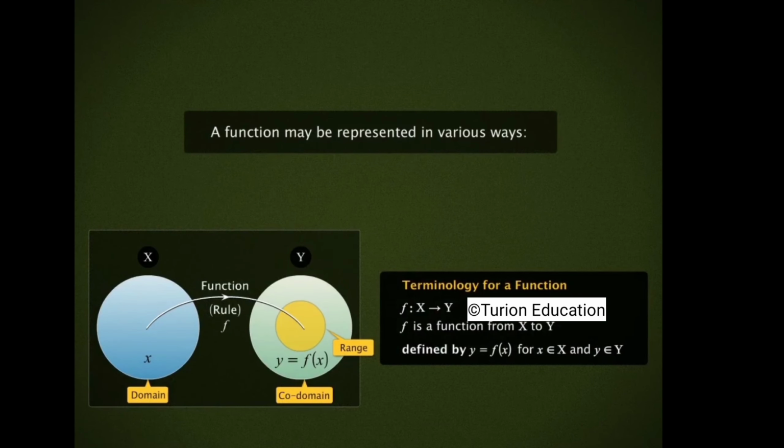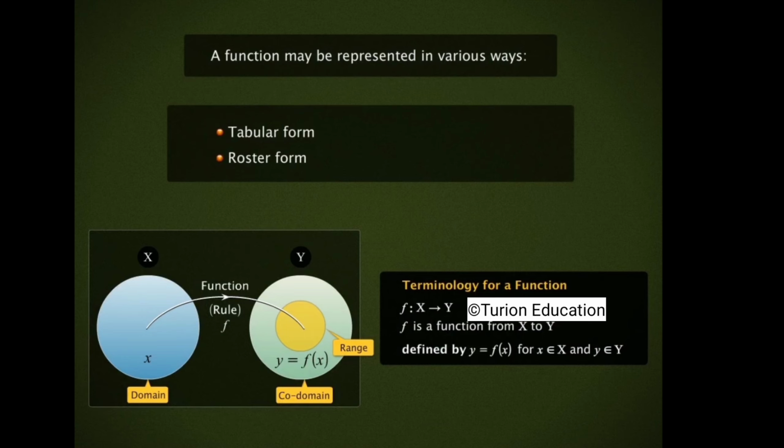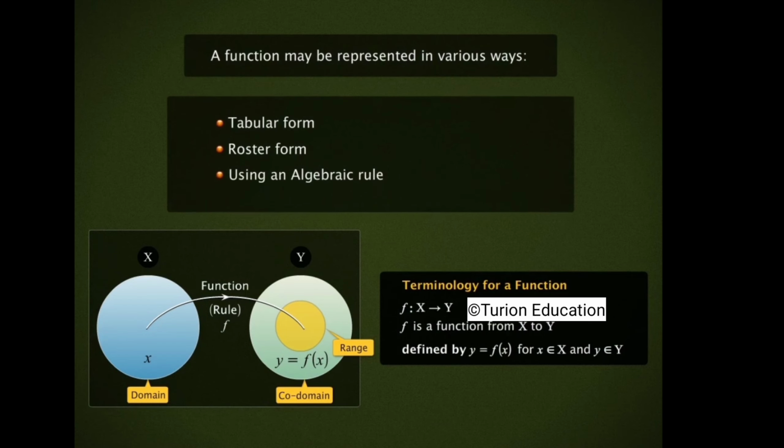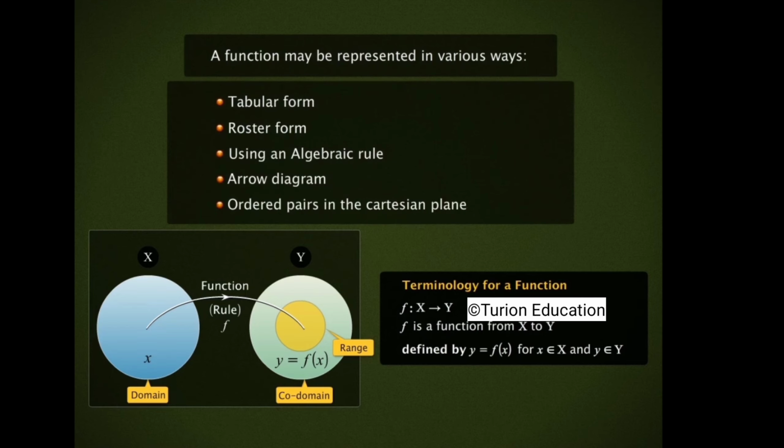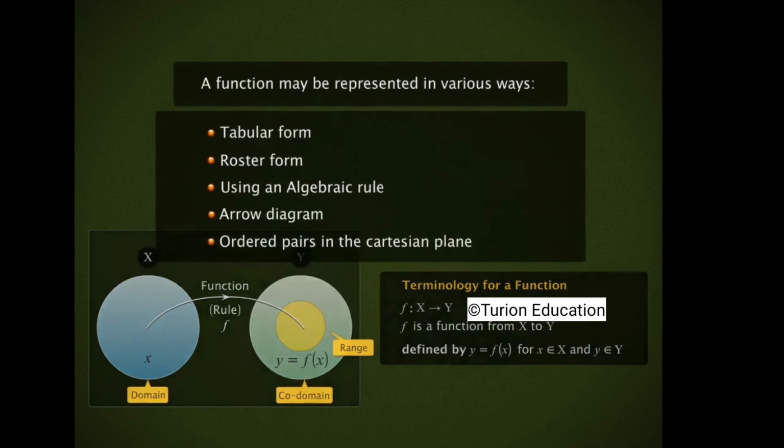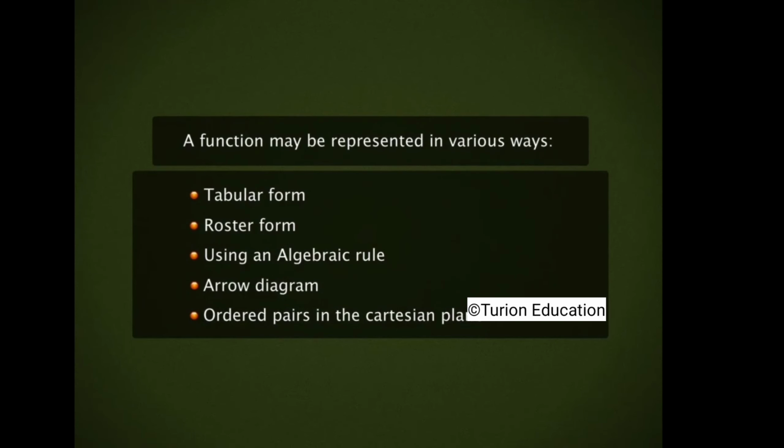A function can be represented in a variety of ways. It may be represented by a table, roster form, as a set of ordered pairs, an algebraic rule, an arrow diagram, or as a graph comprising ordered pairs in a plane. Let us examine each of these methods, beginning with the tabular method.